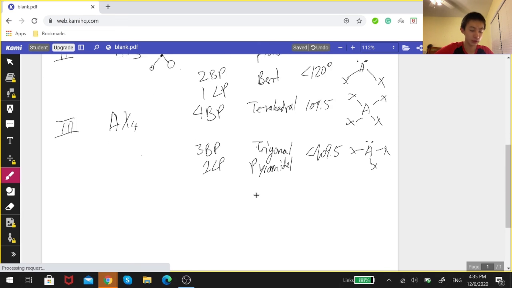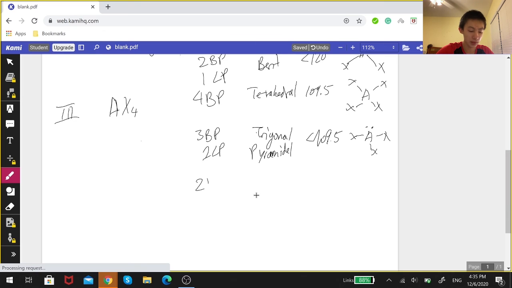Now finally we have 2 BP and 2 LP, and we call that bent as well. And this is less than 109.5 as well. And it's gonna look like A, 1, 2, X, X, and 1, 2, 3, 4.